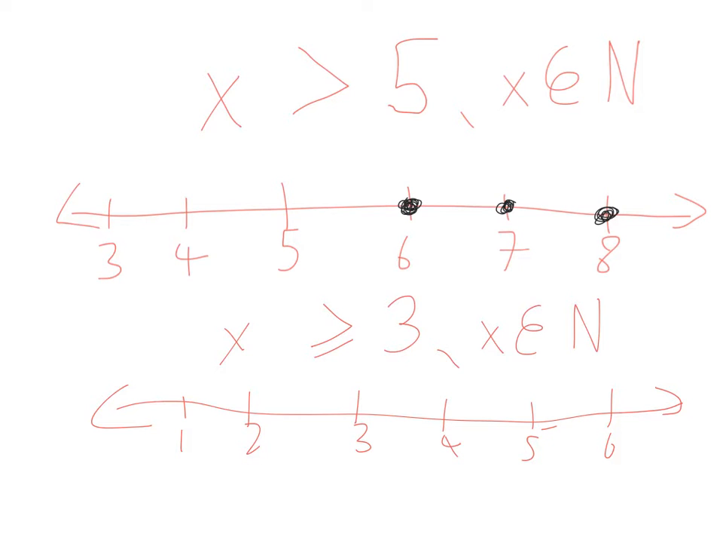Anyway, x is greater than or equal to 3. So now you can see it actually has equal to. Okay, so it has the equal to or greater than. So what numbers are greater than or equal to 3 and are also a natural number? Well, we've got 3 is. That's greater than or equal to 3. 4 is. 5 is. 6 is. And so on and so forth. So now we're going to try our example.